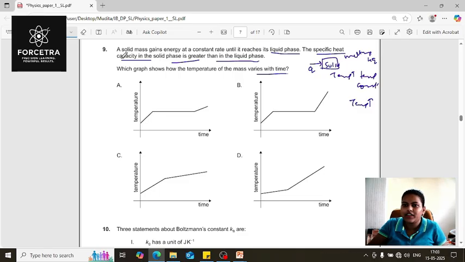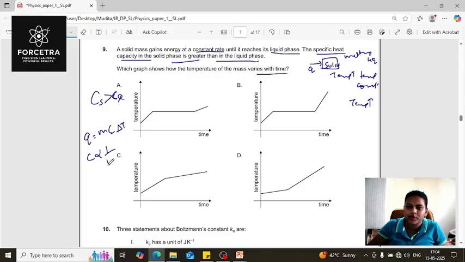So the specific heat capacity of the solid phase is greater. So in this case, C of solid is greater than C of liquid. And we know Q is equal to m c delta T, where c is the specific heat and delta T the change in temperature. So from this equation, Q is constant, mass is given which is fixed. So I can write that C is inversely proportional to change in temperature. So if the solid heat capacity is greater, the change in temperature in the solid would be less than the change in temperature in liquid.